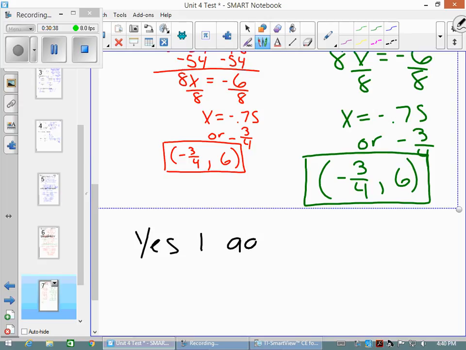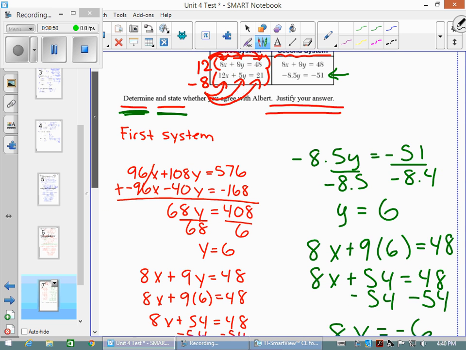Now, it did also say justify. So justify again means just your math. So showing the solution of both of these equations and saying that you agree with him should be your final answer.